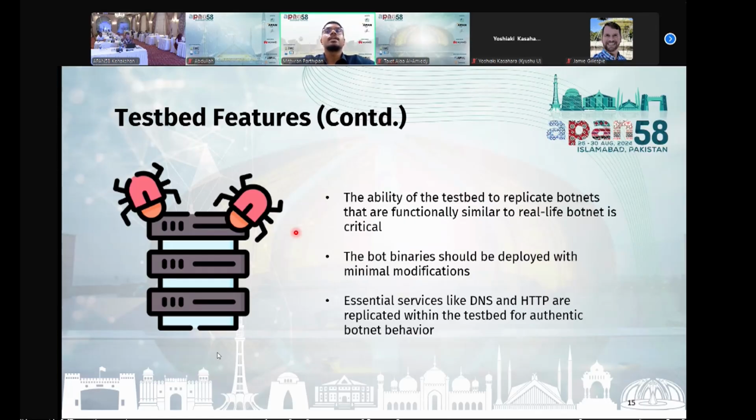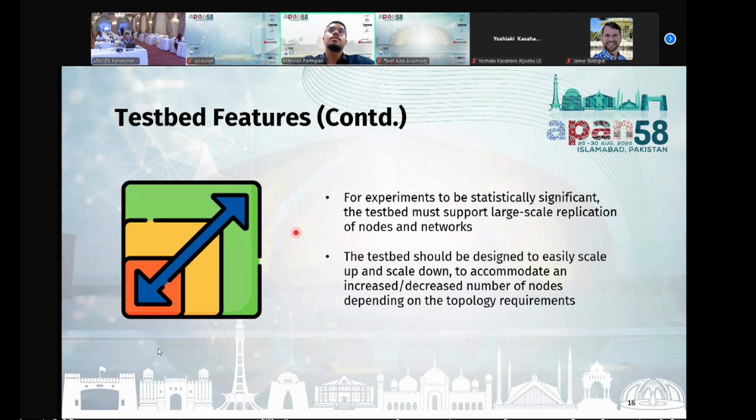And services like DNS and HTTP and other crucial services should be replicated within the testbed for authentic botnet behaviors. The third one is scalability, and as we all know, the testbed should be able to support large-scale replication of nodes and networks. The testbed should be designed to easily scale up or scale down depending on the number of nodes within the topology, and depending on the peer-to-peer botnet's requirements as well.